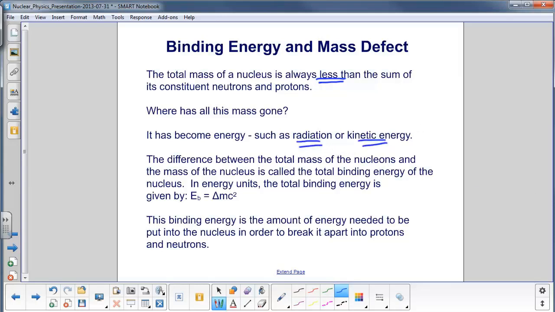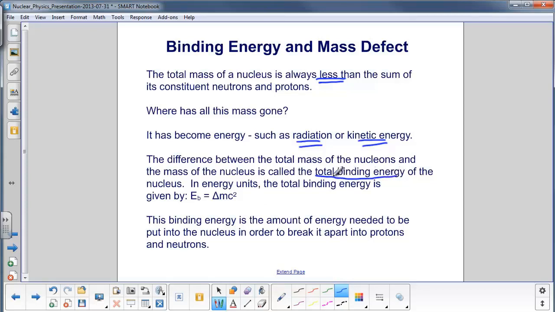In other words, when a nucleus is put together, you've got a certain mass of neutrons and protons, you put it together, energy is released, because the mass of the combined protons and neutrons in the nucleus is less. Where did that mass go? It had to go somewhere because of the conservation of mass energy. In this case, it goes to energy. So we have a definition here.